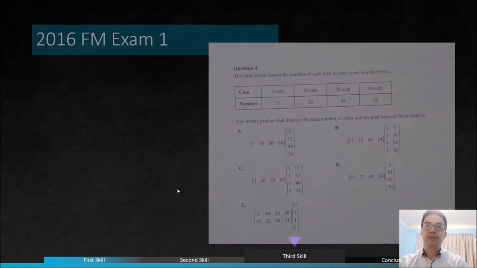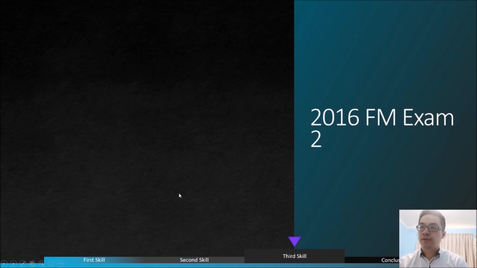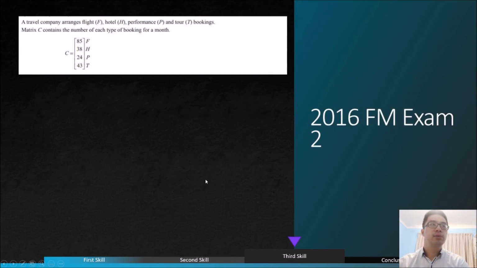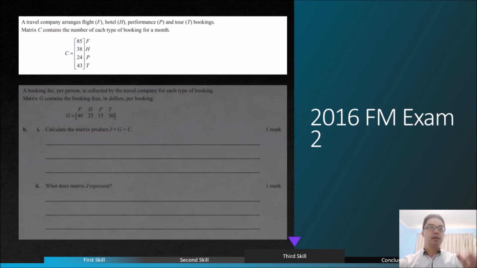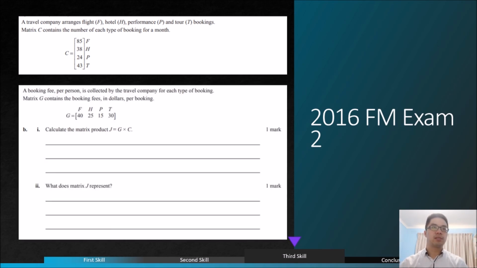Okay, moving on. So this time, 2016 Further Maths Exam 2. A travel company arranges flights, hotels, performances, tours. Matrix C contains the number of each type of booking. A booking fee per person is collected by the travel company for each type of booking. Matrix G contains the booking fees. Calculate the matrix J equals GC, and then what does J represent?